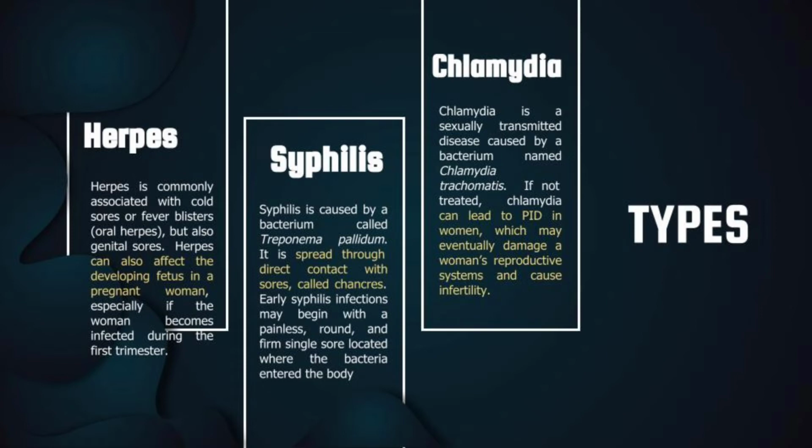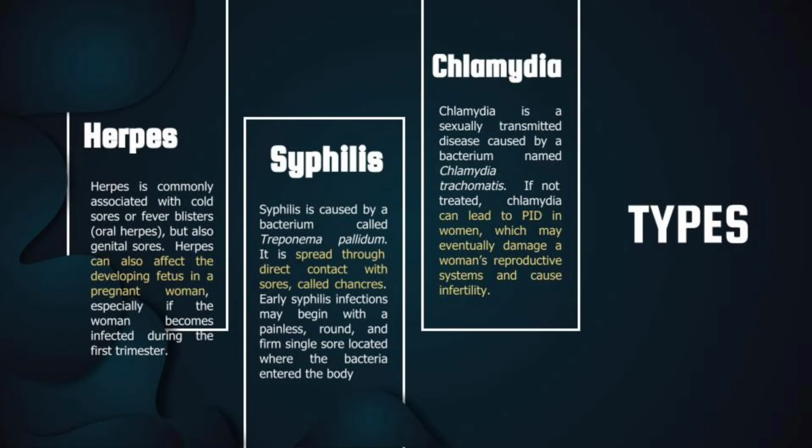Herpes. Herpes is commonly associated with cold sores or fever blisters, or oral herpes, but there are also genital sores. Herpes can also affect the developing fetus in a pregnant woman, especially if the woman becomes infected during the first trimester. The next type, let us proceed, is syphilis.